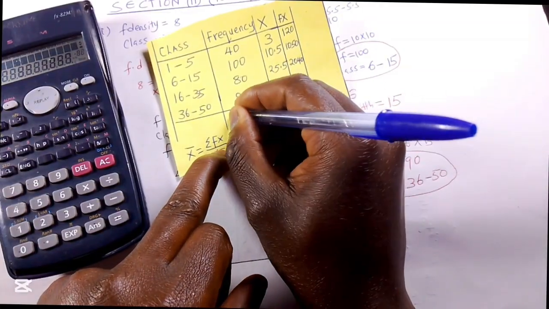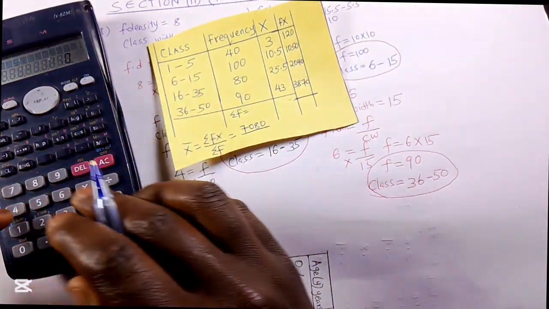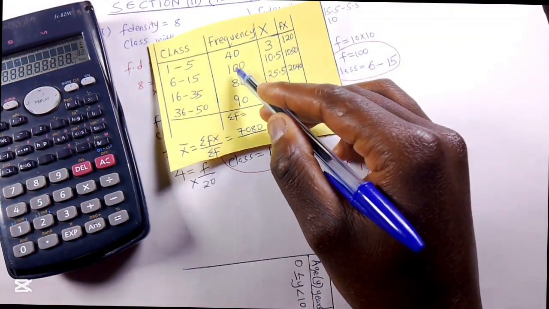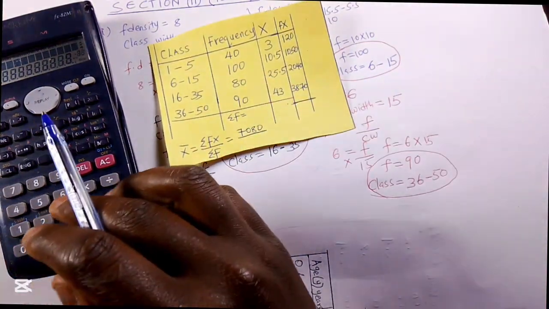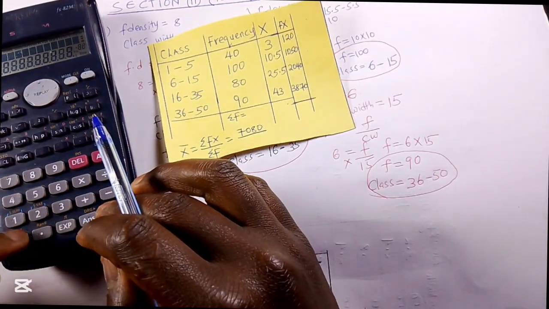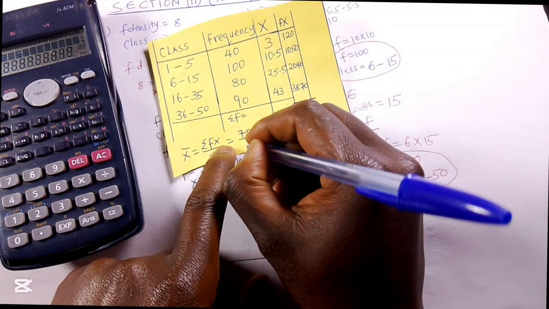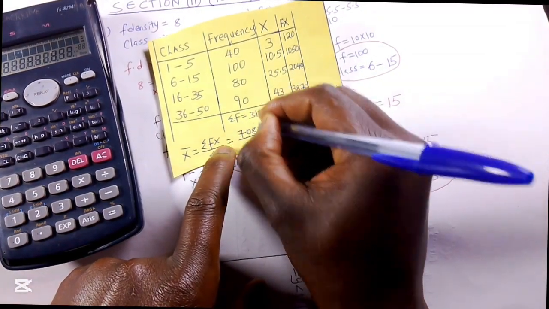Then we add our frequency. When we add our frequency, it will be 40 plus 100 is 140. 140 plus 80 is 220. And 220 plus 90 is equal to 310.